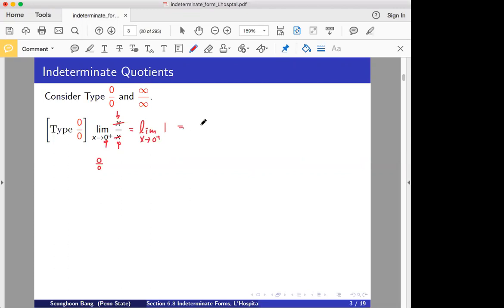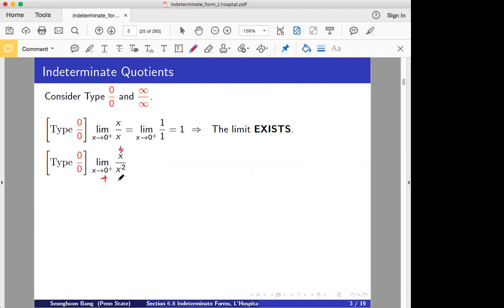Yep. So what do you think, other guys? This answer is right, the 1? Yes, thanks. Yes, this is 1. Here, the limit exists. Another type 0 over 0, like this. You plug 0 into x. So what happens? Exactly the 0 over 0 form.